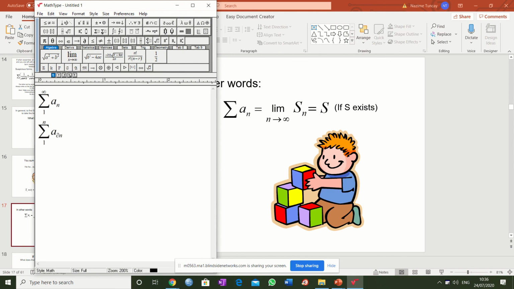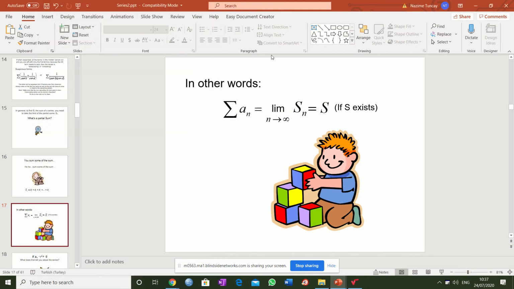This can also be represented as S sub n, the small one. This is the partial sum of the series, and this is the infinite series. So this is a subset of this one. If we think of Venn diagrams, this is a bigger set and this is a subset. So this is a part of this one.